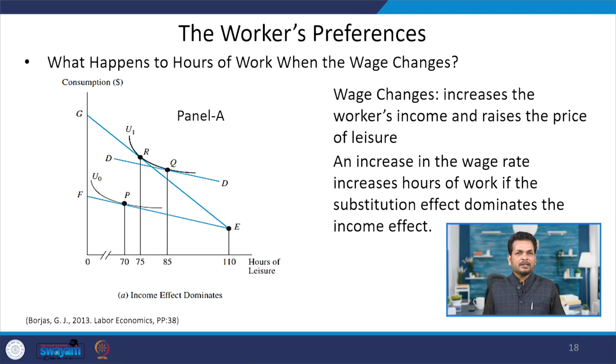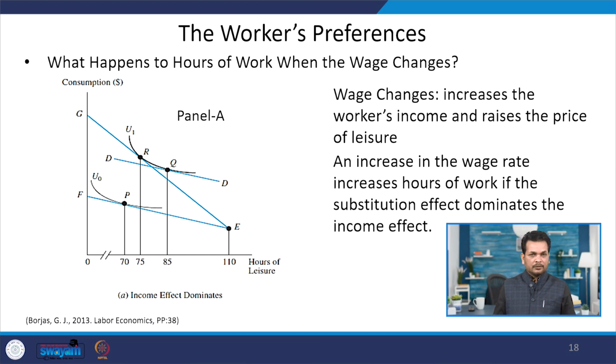So, there are two conflicting forces at work. One is to consume more leisure, and the other is that at the same time he cannot afford to lose work. So, how these two conflicting forces work, we can discuss with the help of the graph. Now, what happens when a wage change leads to an increase in the worker's income and raises the price of leisure?